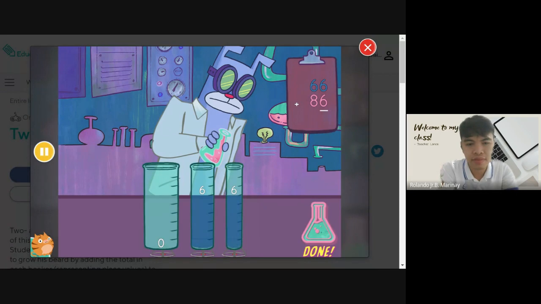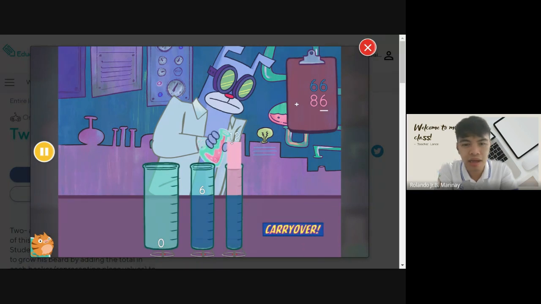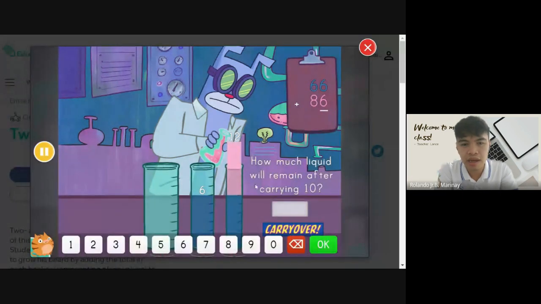Start from the right. Fill the beaker by dragging the liquid up. Okay, so we're going to drag the liquid up. It's overflowing! Let's carry 10. How much is left over after we carry?